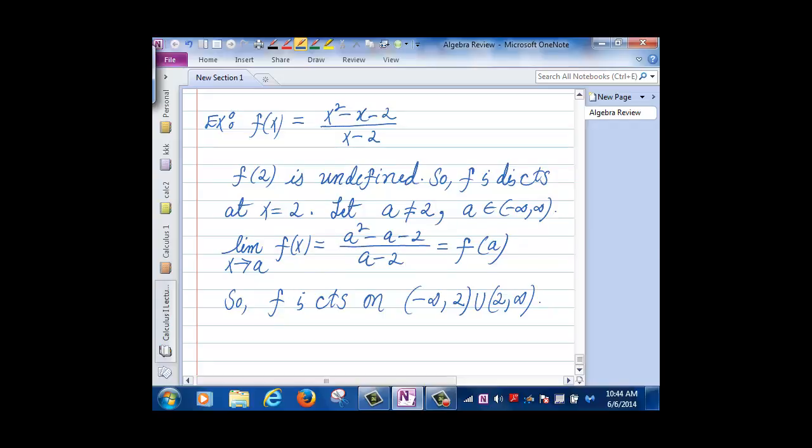So from now on, if you see a rational function, if I ask you to determine where this function is continuous, your answer would be the same as where the function is defined, right? But if I ask you where the function is discontinuous, all you have to determine is where the denominator is zero, right? Okay.